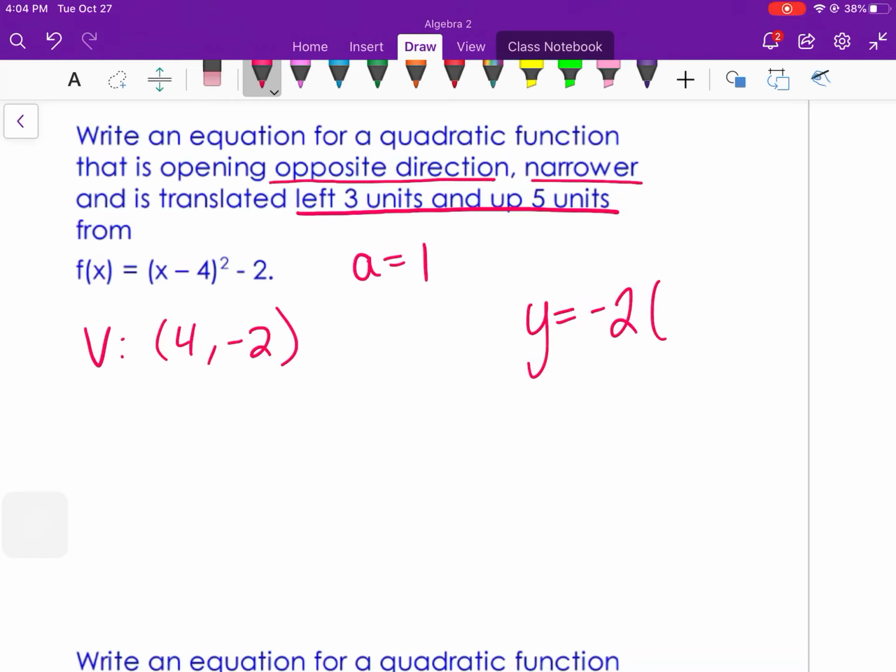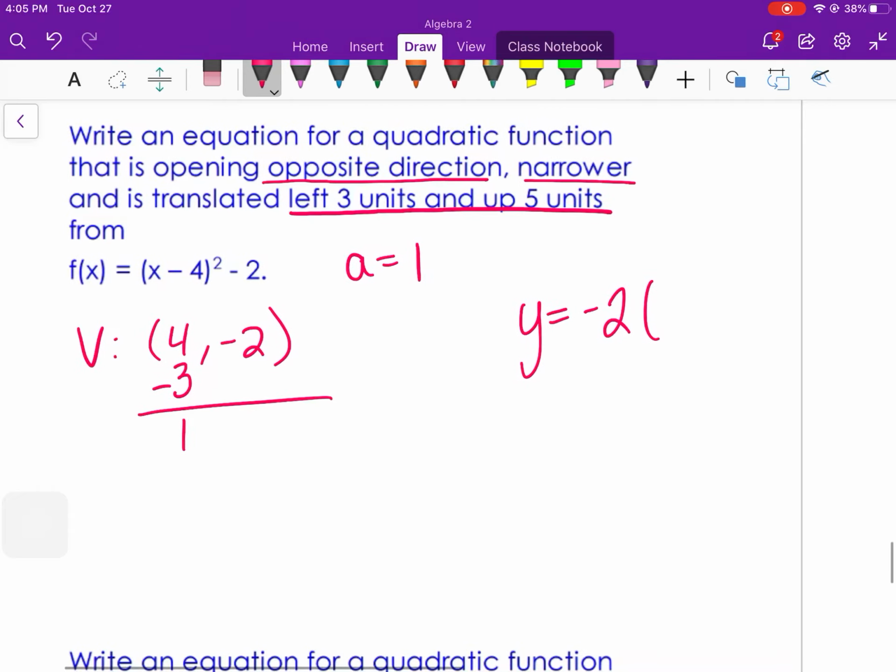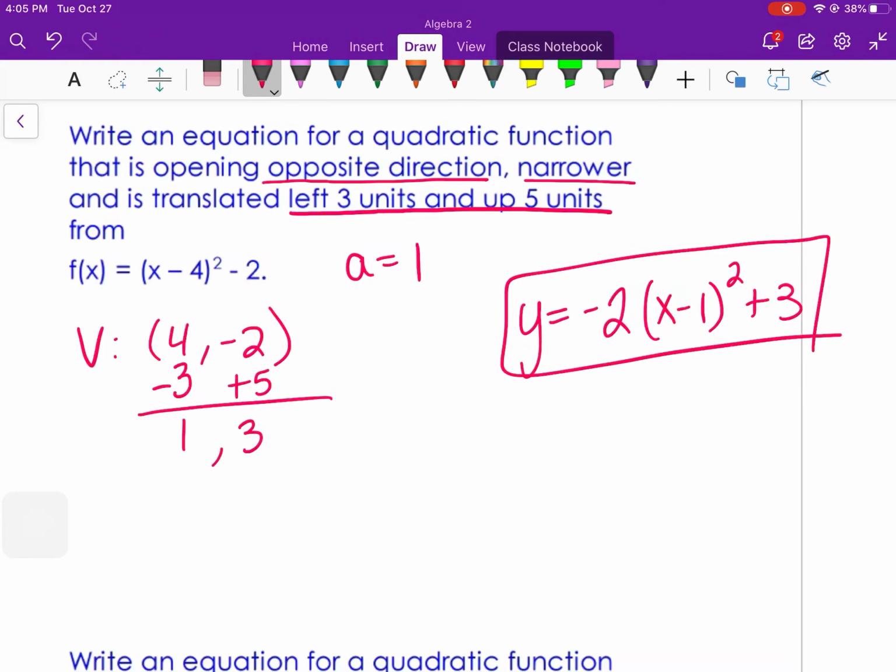So maybe in my new function, I want to have -2 as my a value, because that will make it open the opposite direction, and the bigger it is, the more narrow it is. So it's bigger than 1, so it'd be more narrow. Translated left 3 units means I'm going to take the x coordinate and subtract 3. Up 5 means I'm going to take the y coordinate and move it up 5, so the new vertex would be 1, 3. So it'd be x minus 1 squared and then plus 3.